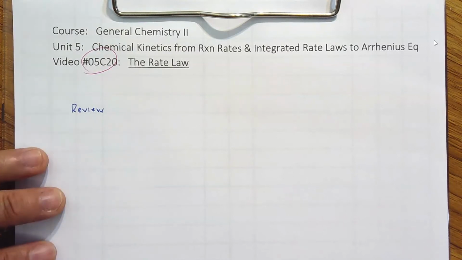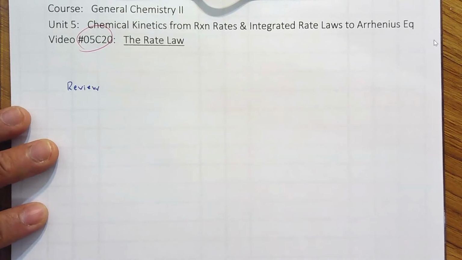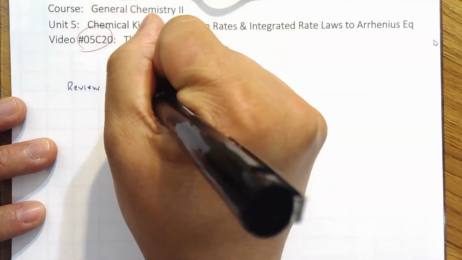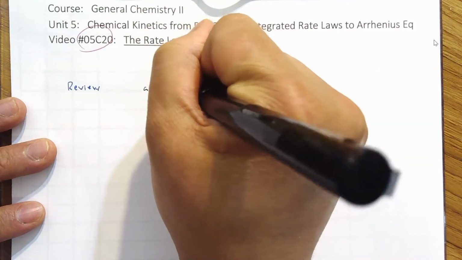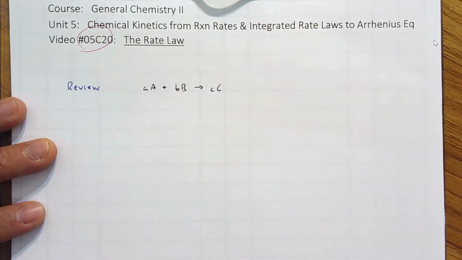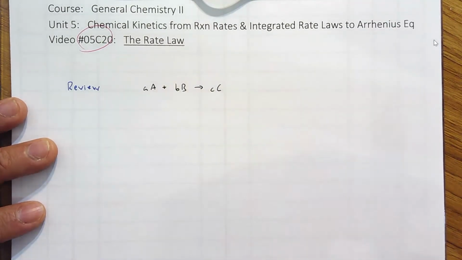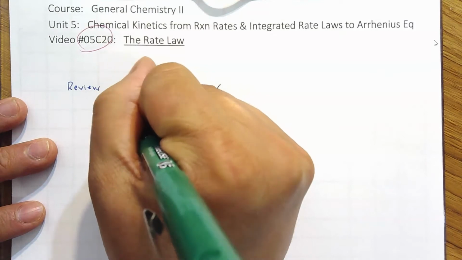In the previous videos we talked about the rate of reaction or the rate expression, and given a chemical formula of the form aA plus bB goes to cC, where the lowercase letters are the coefficients and the uppercase are the chemicals, we could get what's called the rate expression or the rate of reaction via this equation.